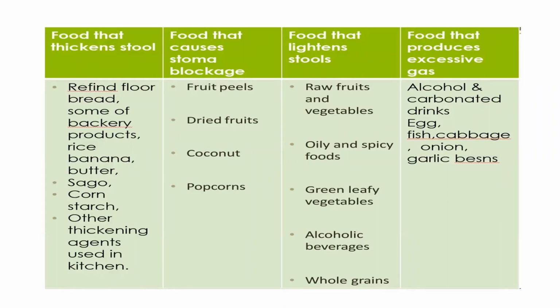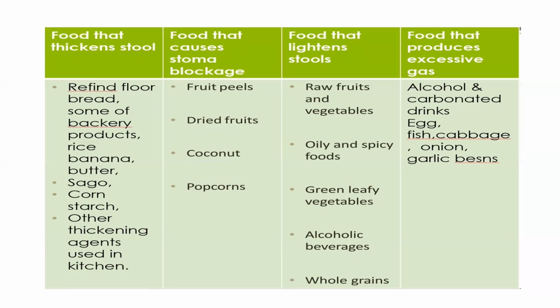Food that causes stoma blockage: fruit peels, vegetables with peel, pulses with peel, dry fruits, nuts, coconuts, popcorn, etc. That contains high roughage, a kind of high fiber. Food that loosens the stool: raw fruits and vegetables without seed and without peel, oily and spicy food, green leafy vegetables, alcoholic beverages, whole grains.